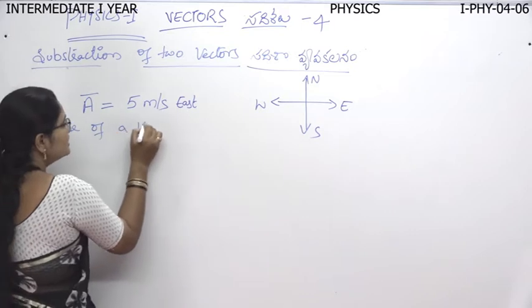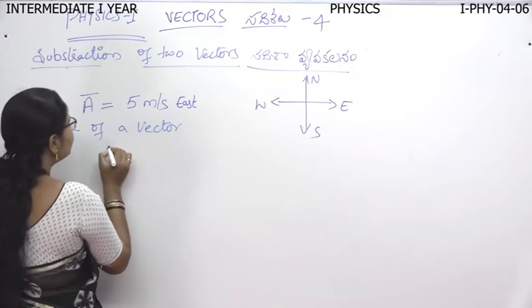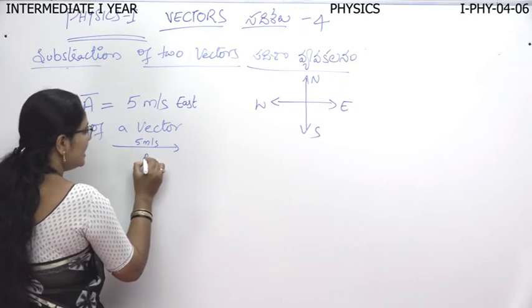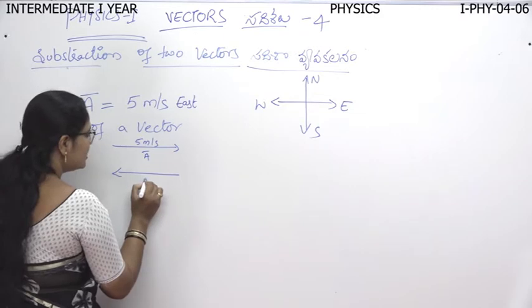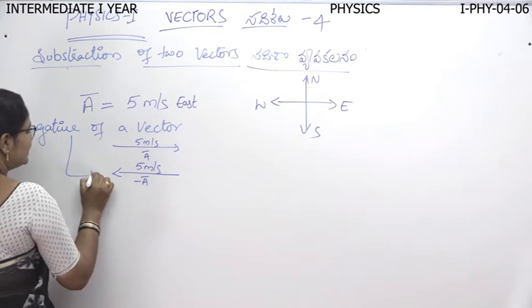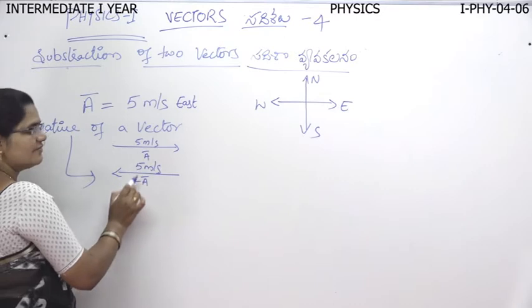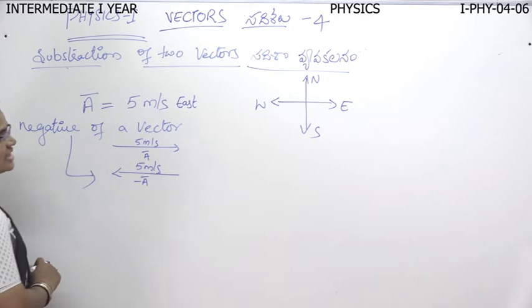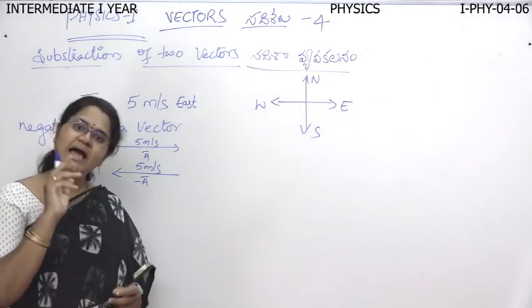ఇప్పుడు negative of a vector. ఈ వెక్టర్ కి వ్యతిరేక దిశ ఏమవుతుంది? ఇది 5 meters per second east. ఇది A. Negative of a vector ఏమవుతుంది? Opposite direction. Of course, same magnitude. Negative of a vector అంటే పరిమాణం సేమ్ ఉంటుంది కానీ దిశ వ్యతిరేకంగా ఉంటుంది. దీన్నే నెగటివ్ ఆఫ్ ఎ వెక్టర్ అంటారు. యాక్చువల్ గా సబ్స్ట్రాక్షన్ ఆఫ్ వెక్టర్స్ అనేది డిఫైన్డ్ కాదు. Like you have to add two vectors.